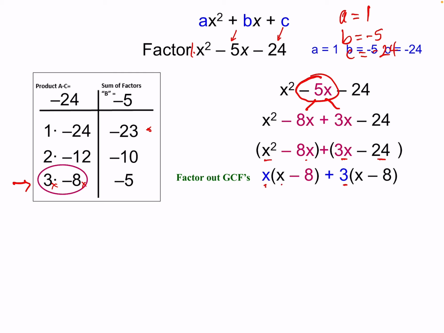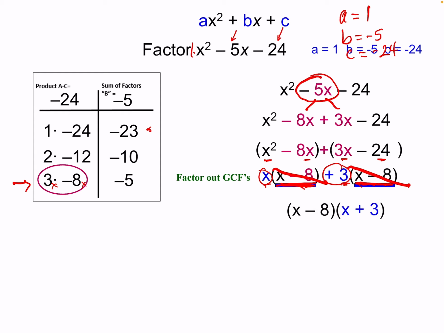X times x gives me x squared. X times negative 8 gives me negative 8x. Over here, 3 times x gives me 3x. 3 times negative 8 gives me negative 24. If you're factoring using this method, here we have what's called a common binomial factor, which is actually a GCF in each one of those terms. So if I factor it out, that takes it out of that one and it takes it out of that one. What's left to go in the next set of parentheses is the x and the plus 3.